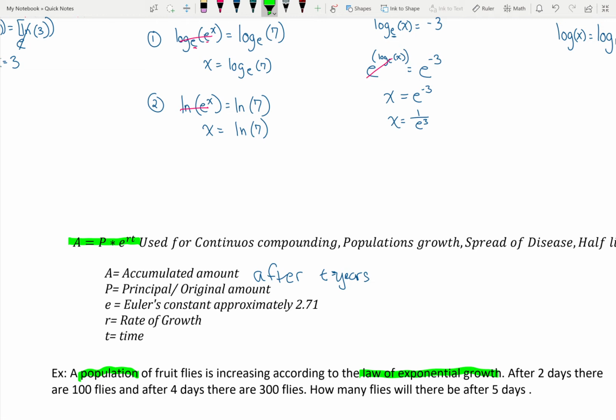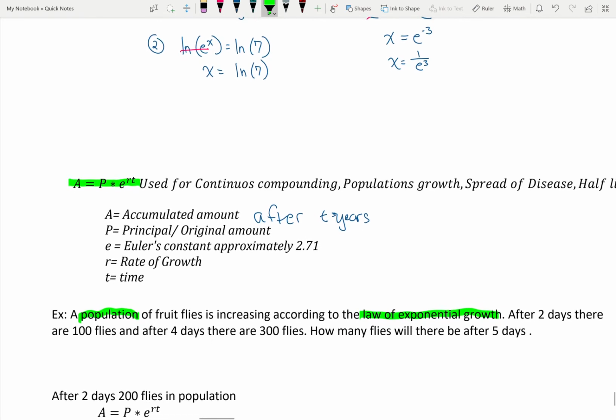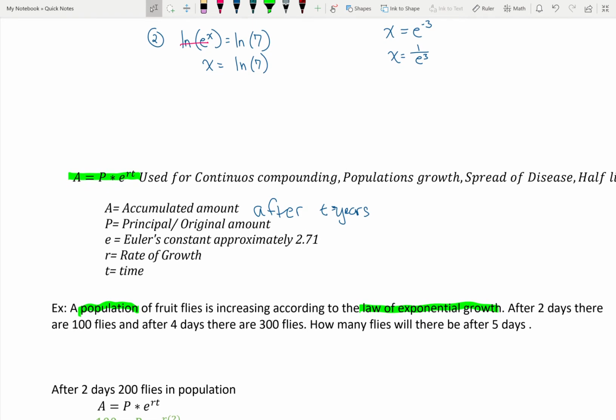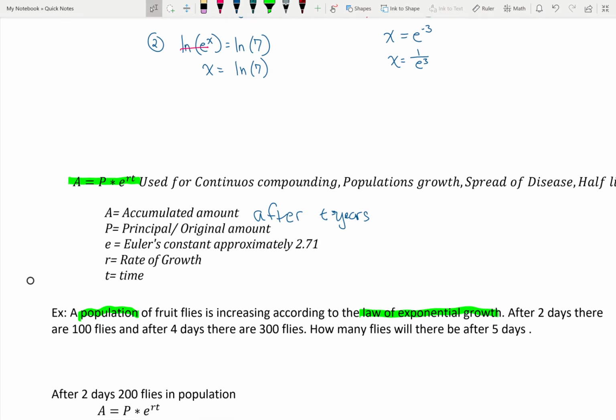Let's start with the second sentence, the first half of it. It says after 2 days there are 100 flies. So what does that mean for us? Remember what A and P and r and t all represent. What are they giving us? They're saying that after 2 days, there are 100 flies.